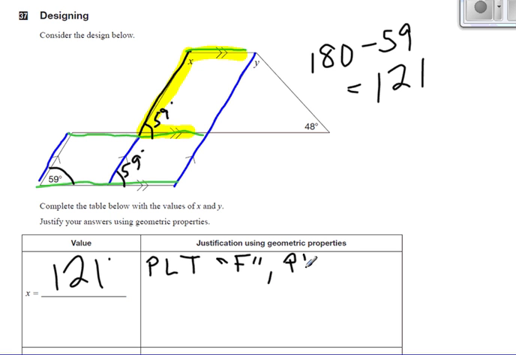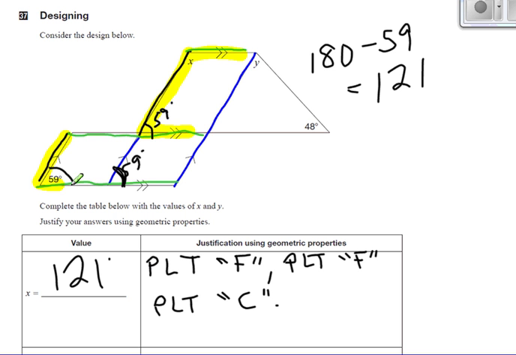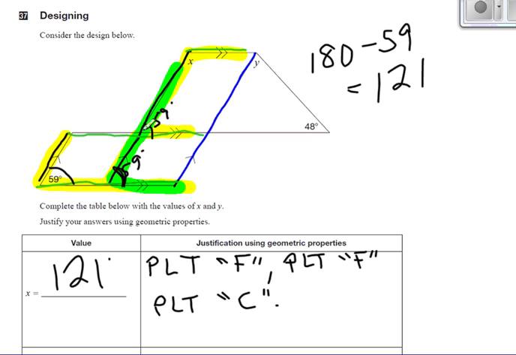And then I did parallel line theorem, F pattern. And then I did parallel line theorem, C pattern. So to someone who doesn't know math, this isn't much of a justification, but this says I used the parallel line theorem F pattern. That's how I got here because, and let me use my marker to show you, I used this F right here. Then I used this upside down F right here.